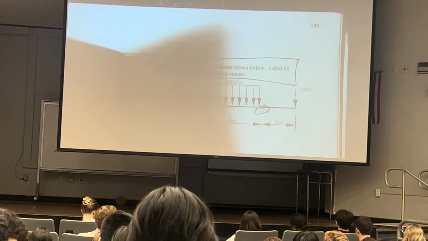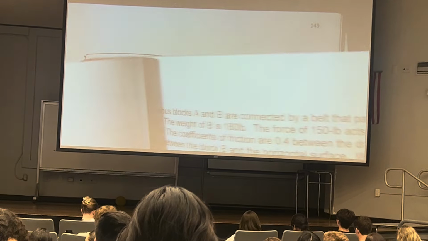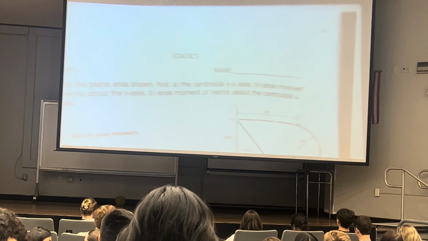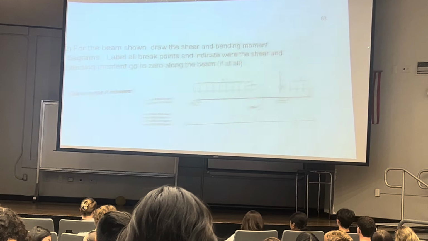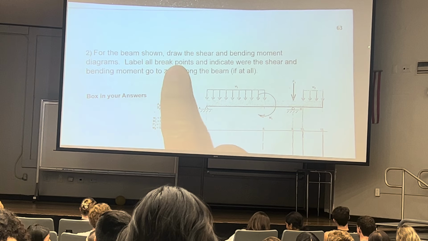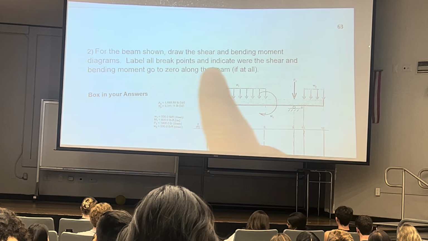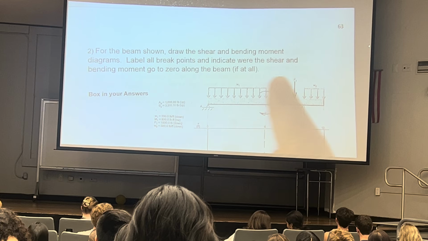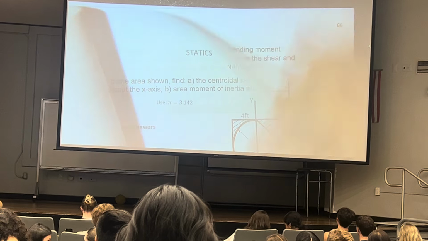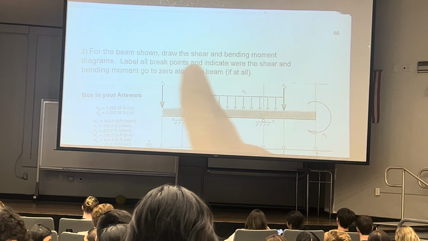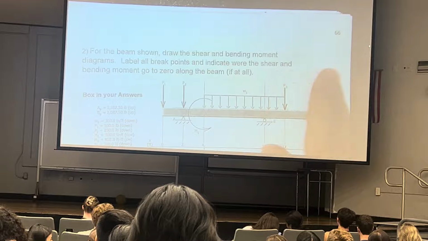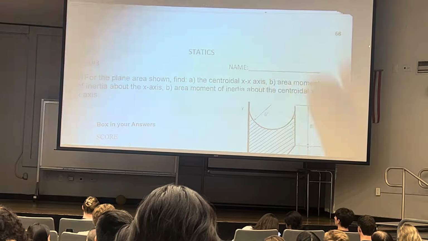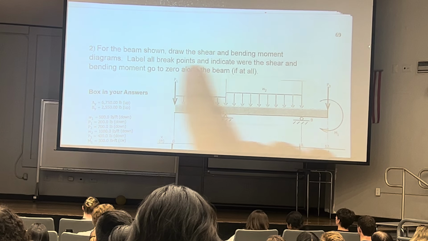your testing booklet. These are not going to change. So for example, here you go. For the beam shown, draw the shear bending moment diagram. Label breakpoints, indicate where the shear bending moment might go to 0, if at all. For the beam shown, draw the shear bending moment. Label all breakpoints and so on. It's the same words over and over and over.